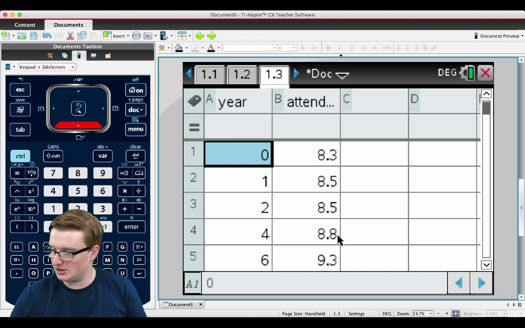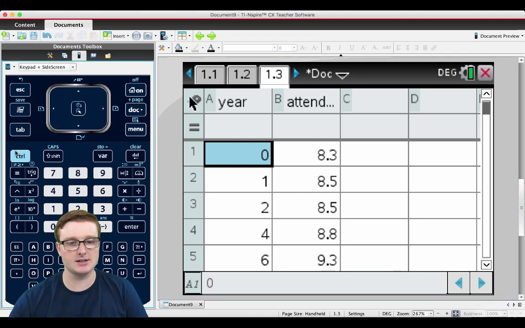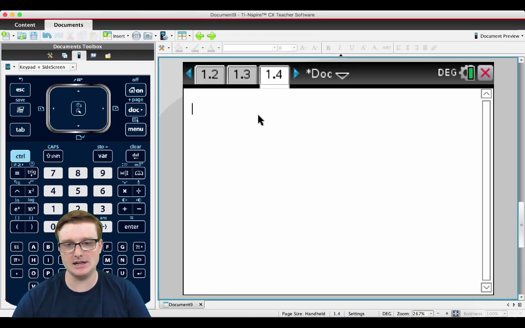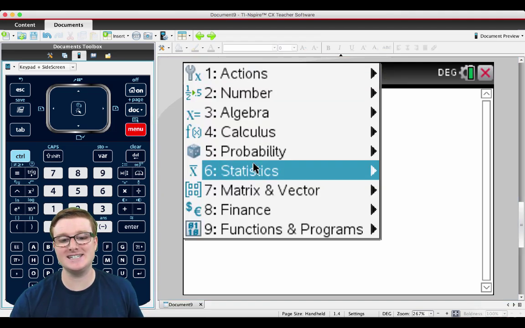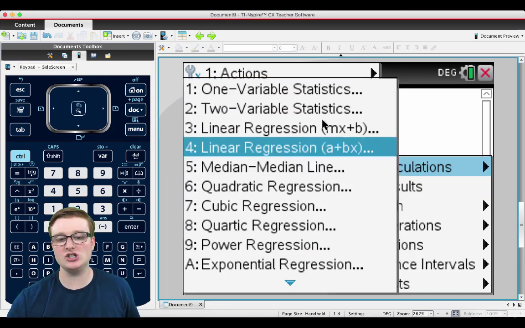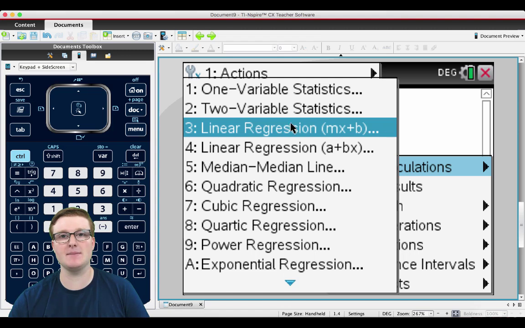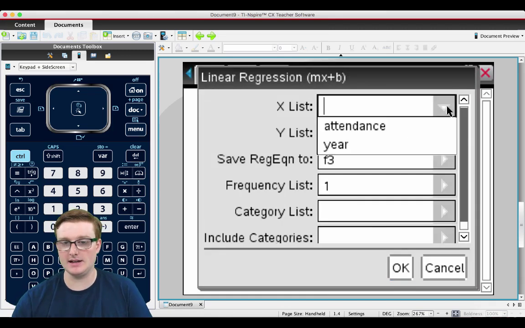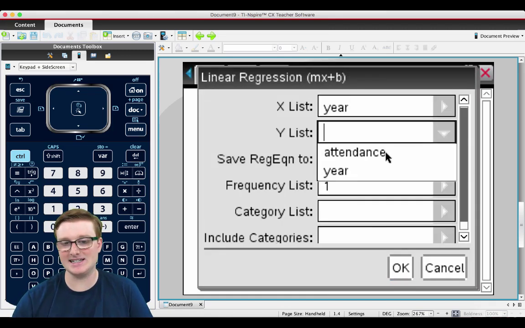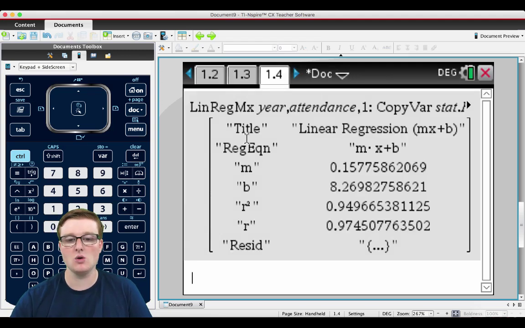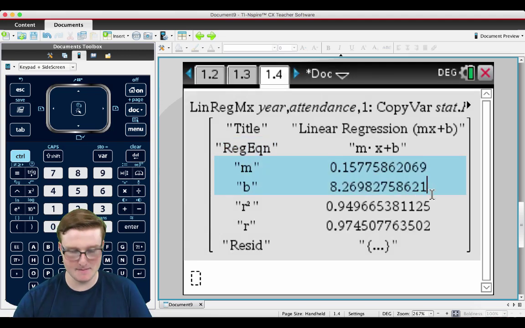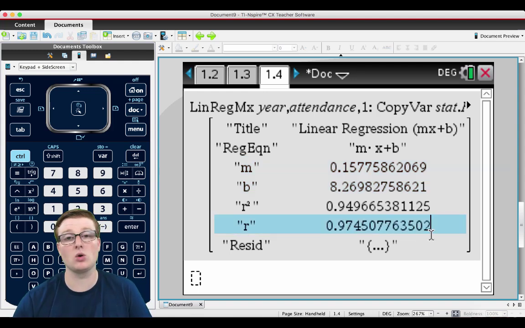Alrighty, so now I'm going to press Control Doc, add a calculator, go to Menu, Statistics, Stat Calculations, and we're doing Linear Regression. Click on mx plus b. All right, now you're going to click on Year and Attendance. Click OK. We are looking specifically at m and b, and if we want to include r, that's perfectly fine as well. They might ask us a question on the correlation coefficient.